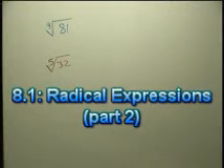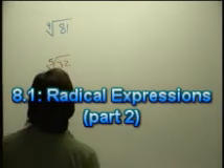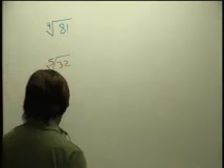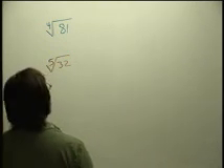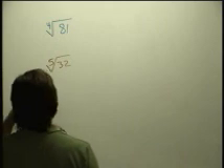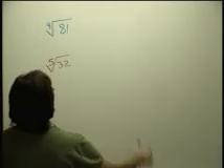Let's talk about radicals of higher indices. A square root has index 2, a cube root has index 3. What about something with index 4 or 5 or higher? What does that mean? Well, essentially the same concept as the square root or the cube root.